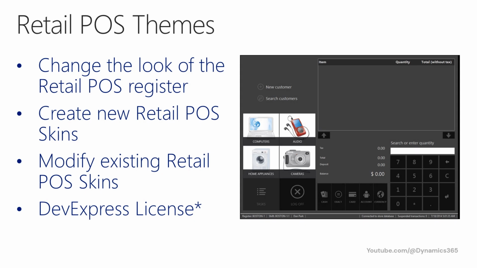In this section, we describe how to change the look of Microsoft Dynamics AX for retail point of sale registers by creating new retail POS skins or modifying existing retail POS skins. To create or modify existing retail POS skins, you must obtain a license of DevExpress. Retail POS uses WinForms that are available with DevExpress. Although you can develop your own forms without using DevExpress, we recommend that you use these forms for consistency.